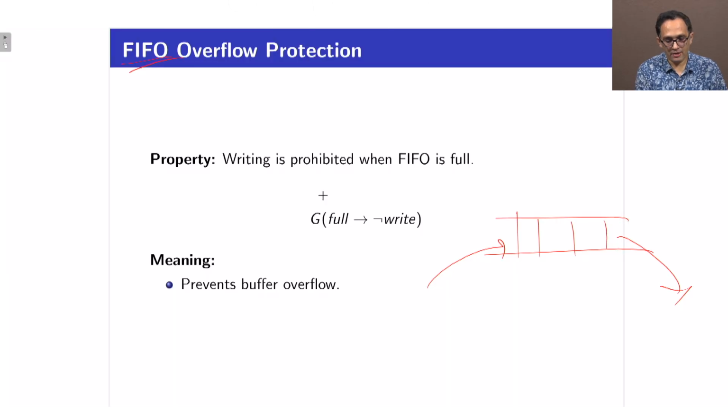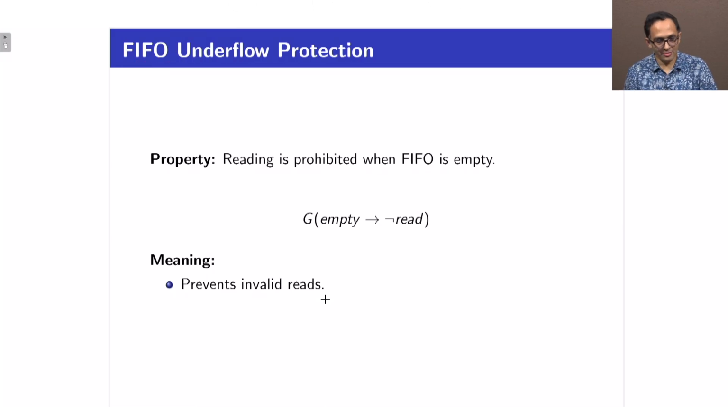So we have to make sure that if I write this in LTL, how do you write it? I am saying that writing is prohibited or cannot be done when FIFO is full. That means full implies not write, and it is globally true. So it basically prevents buffer overflow in FIFO writing. Similarly, reading cannot happen when FIFO is empty. So that means empty implies not read, and it is globally true.